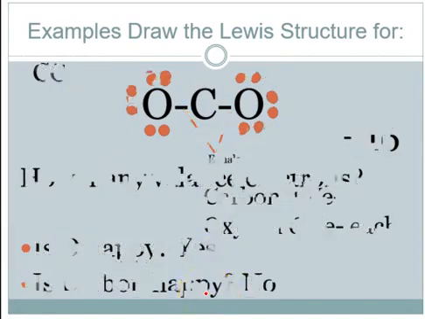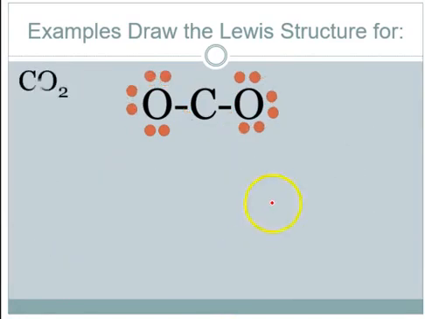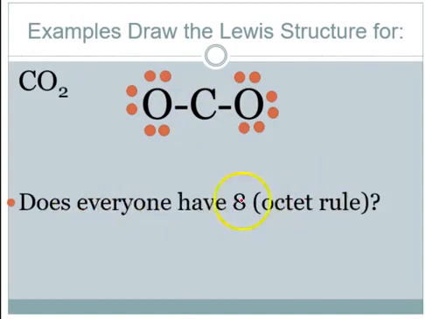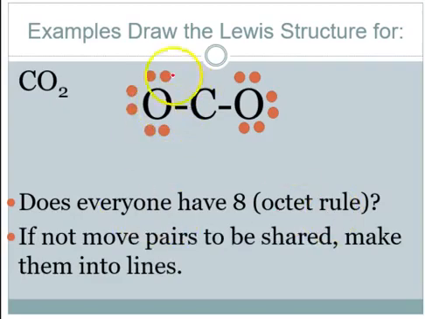It said if you had too few electrons, borrow some of your electrons and share them with carbon. So you're going to have to share them. Everybody does not have 8 in this. The octet rule has not been met for carbon. So if not, you're going to remove a pair of electrons and turn them into a line, which is a shared pair. So remember, a stick equals 2 electrons.